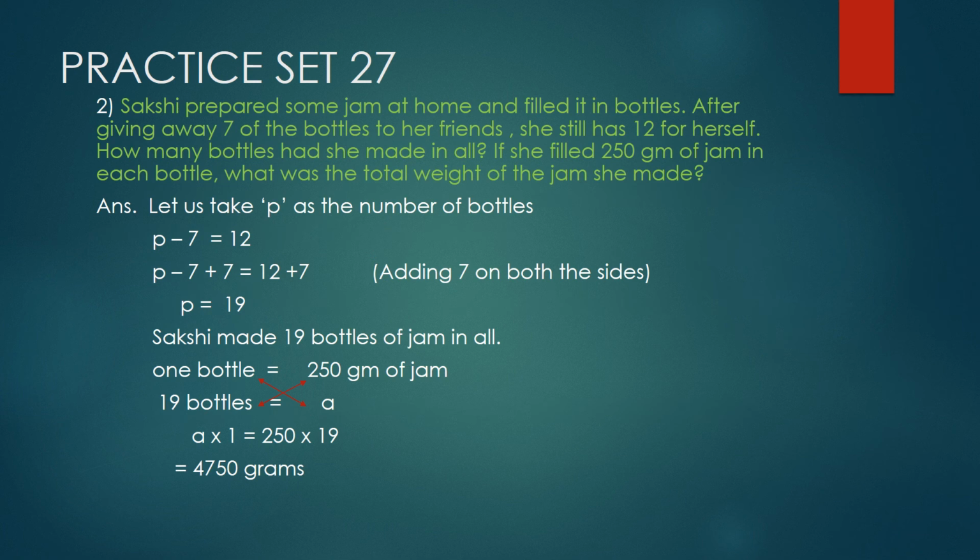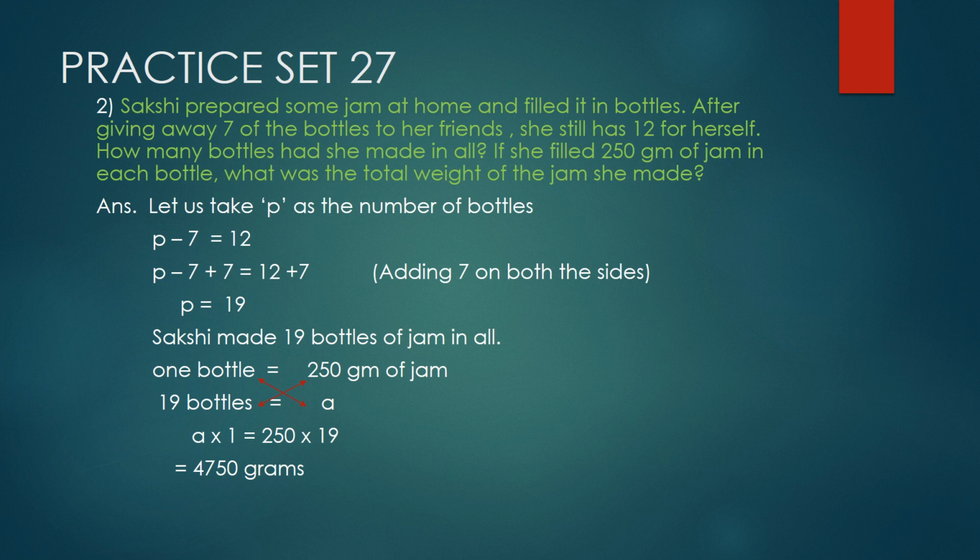Now the second sum says Sakshi prepared some jam at home and filled it in bottles. We don't know how much jam, we don't know how many bottles she has prepared. After giving away 7 of the bottles to her friends, she still has 12 for herself. How many bottles had she made in all? We have to find out. So we don't know how many bottles she has made.